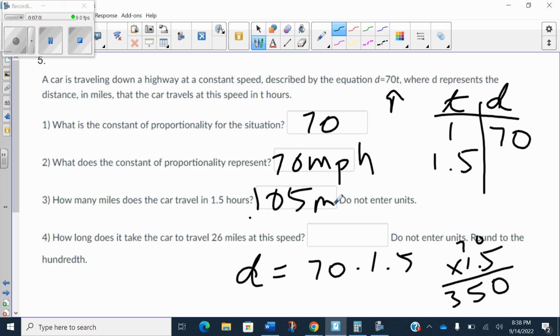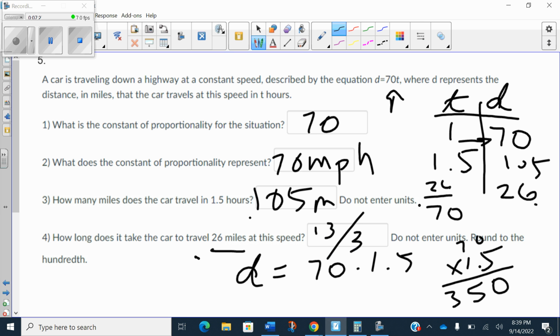And then how long does it take the car to travel 26 miles at this speed? So this is 105. So the distance is 26. So to get from here to here was to multiply by 70. To get from here to here, I'm going to divide by 70. So it's going to be 26 70ths. Divide both by 2, and that is 13 35ths.